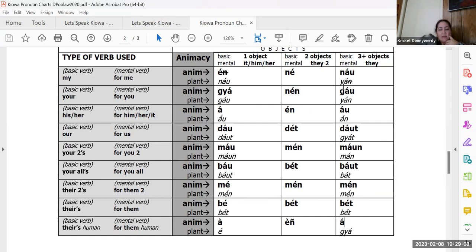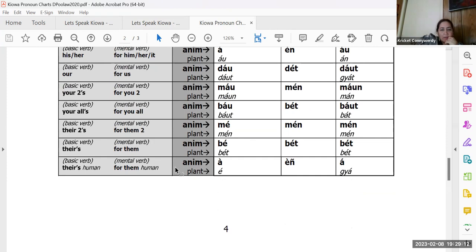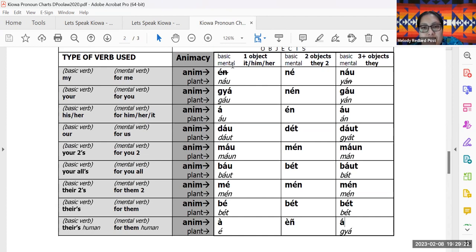No, but then that goes down here. I keep going down here to where it says for human. Yeah. And I keep going to that. Yeah, that's what I keep looking at too. So would we just say, because then it's talking about I understood them or they understood me. So then it would be bay.